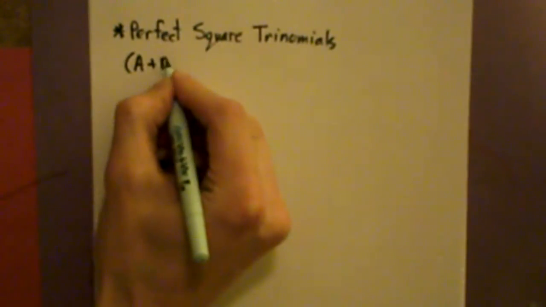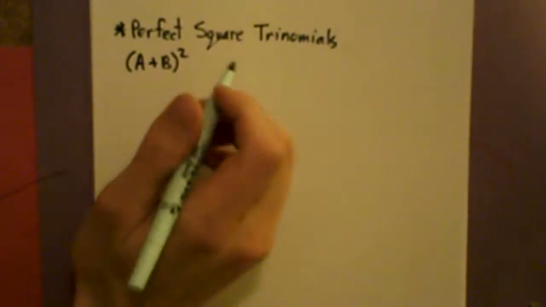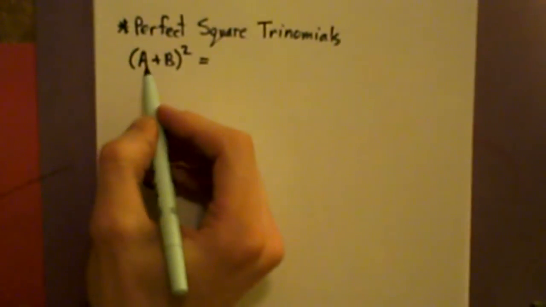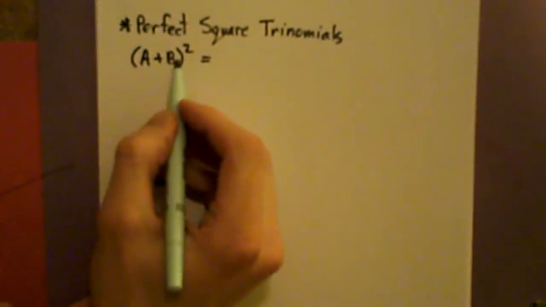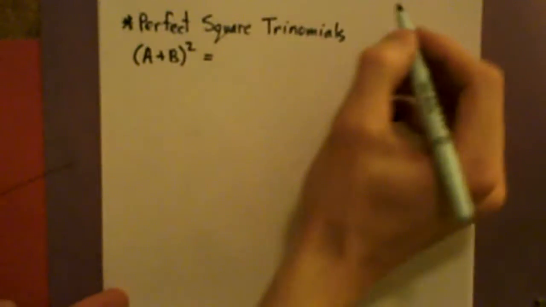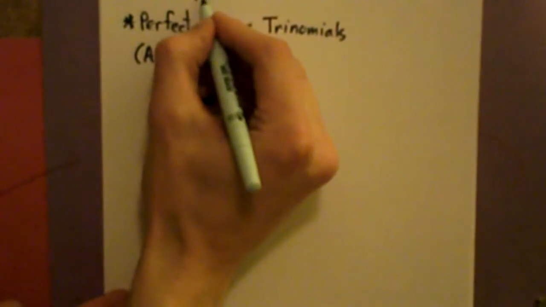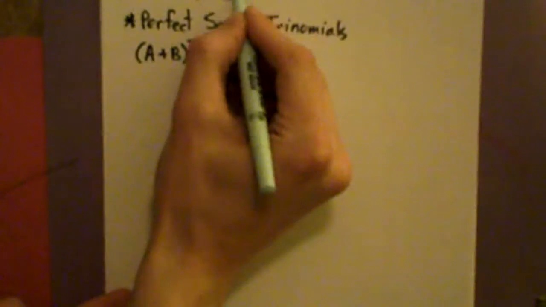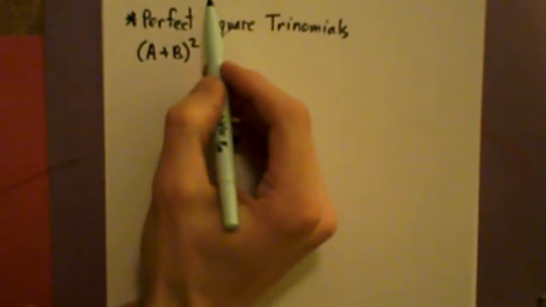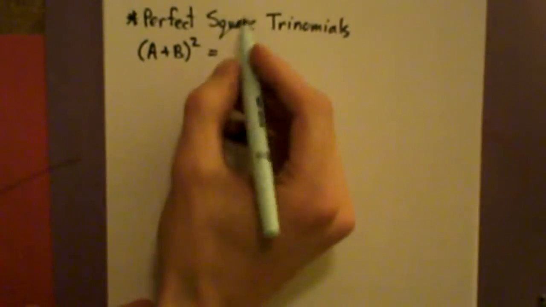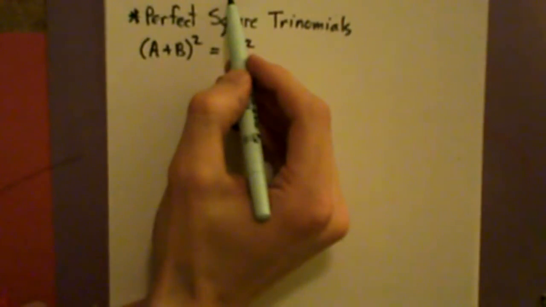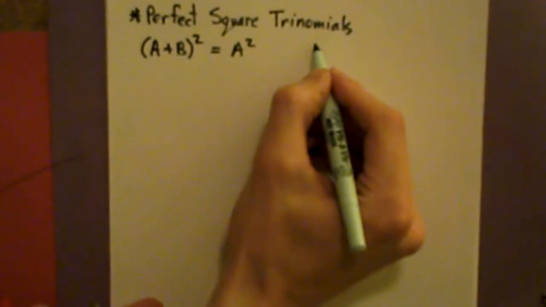a plus b squared. Remember what this means: a plus b squared means a plus b times a plus b. Let me write that up here above. We're looking at a plus b times a plus b. Well, if you FOIL it, a times a gives us a squared. And the last two terms, b times b, give me b squared.